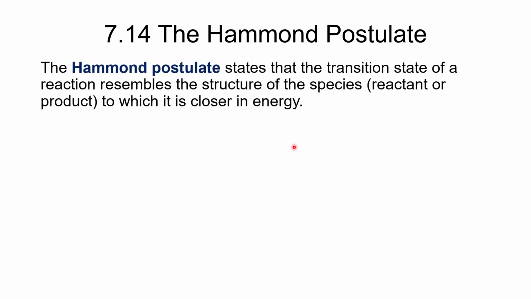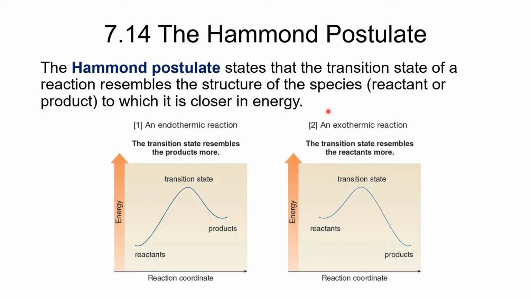The Hammond Postulate states, quite simply, that the transition state of a reaction resembles the structure of the species to which it is closer in energy. And that species can either be the reactant or the product. Now, let me show you by a picture, because reading that definition, you may have to read it several times to get what I just said. But I'm going to show you a picture.